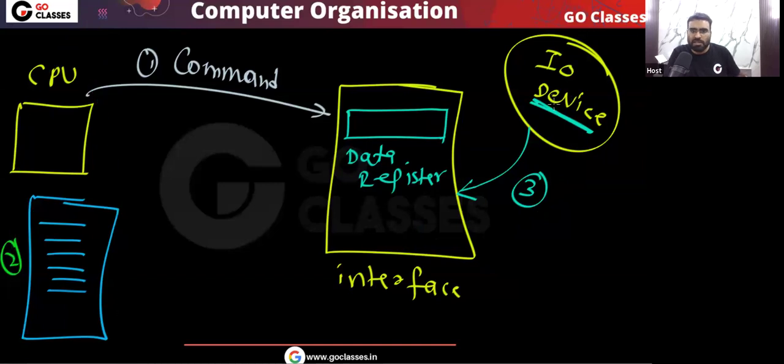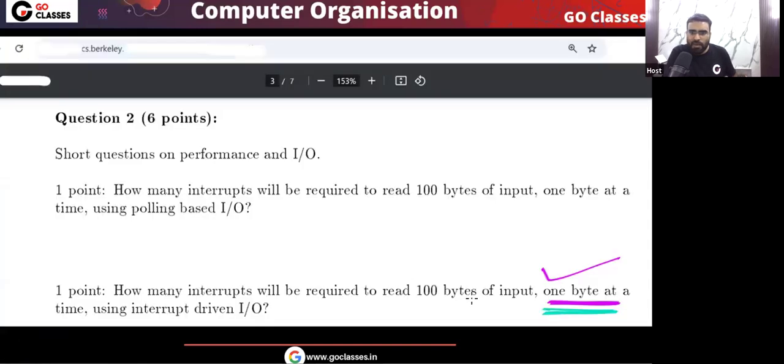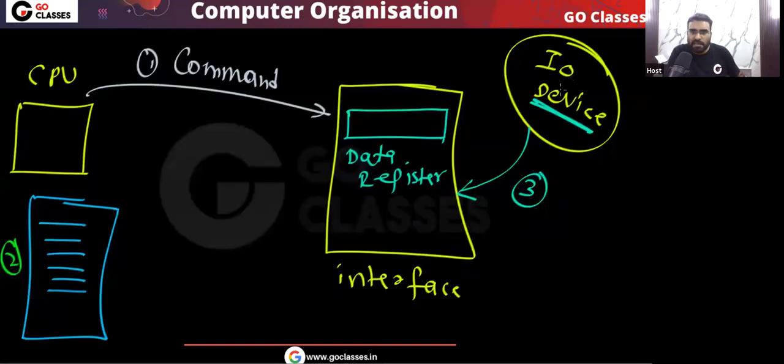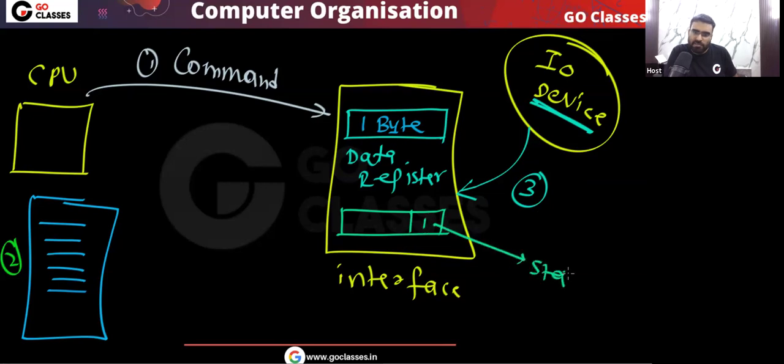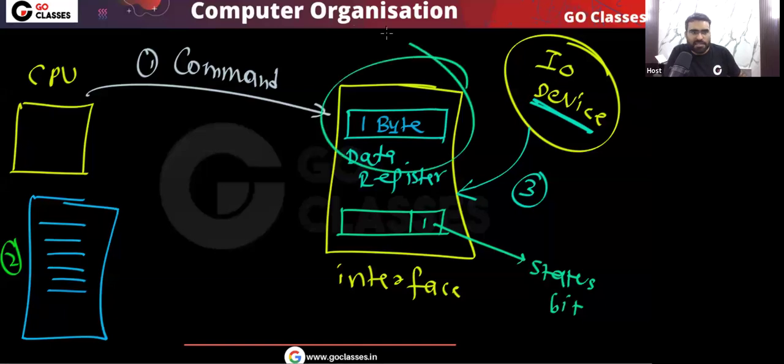Now notice, the question says we are reading 1 byte at a time. It means this IO device will give 1 byte. When the 1 byte comes, what will the interface do? It will make the status bit 1, because from the IO device 1 byte has come. There is a status register, and in the status register this status bit will become 1.